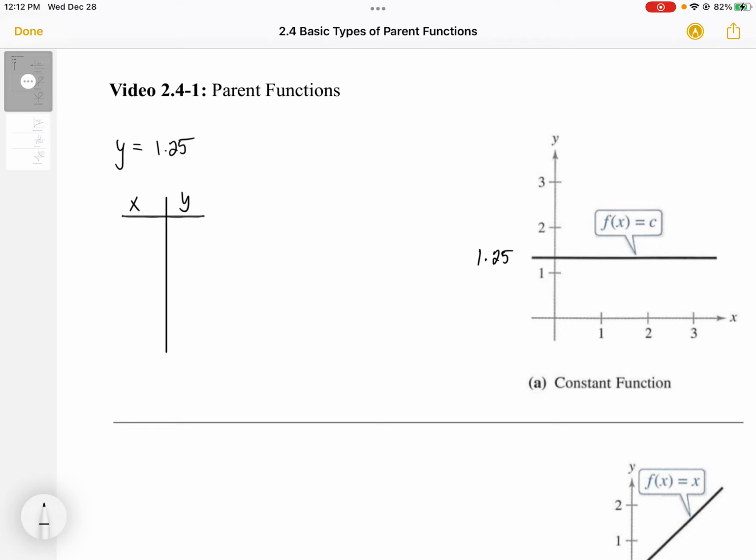So if we were to make a table of values, if x was -7, y would be 1.25. If x was 0, y would be 1.25. If x was 19, y would be 1.25. Okay, it's a very simple function.